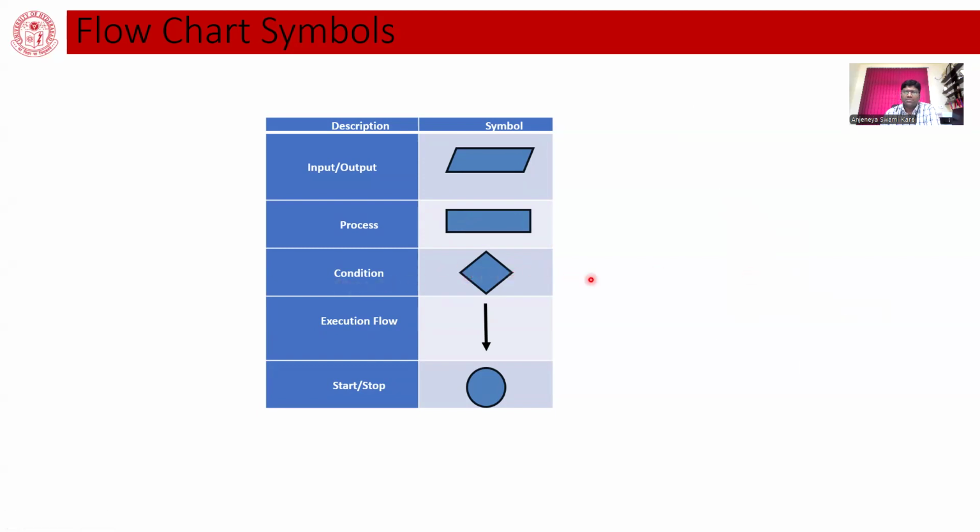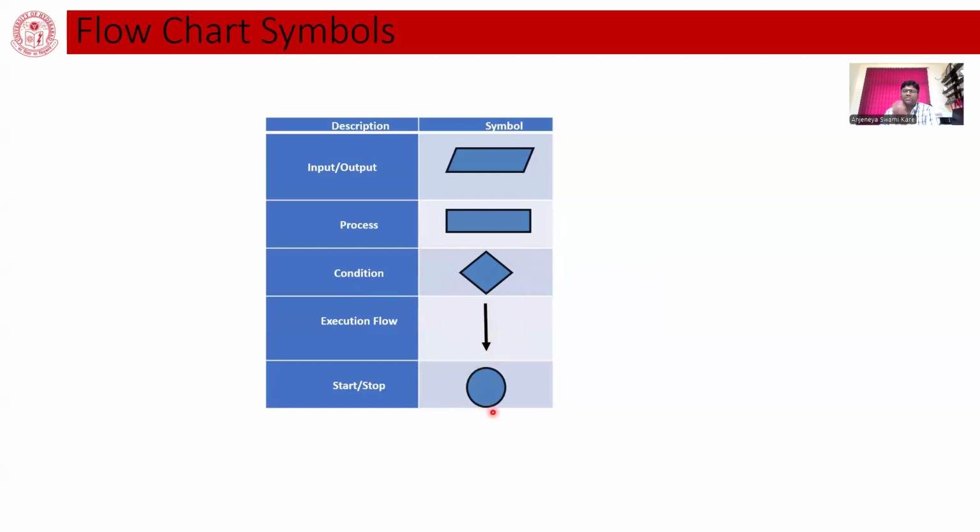Then conditions: suppose you have an if statement, where there is a condition, and also in a repetitive statement there is a condition. If the condition is true, you are going to execute some set of statements. If the condition is false, you are going to execute some other set of statements. To denote the condition block, we use the rhombus symbol. And the flow of execution will be denoted by the arrow symbol.